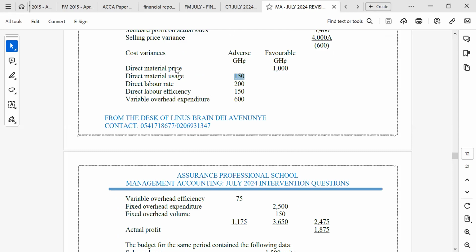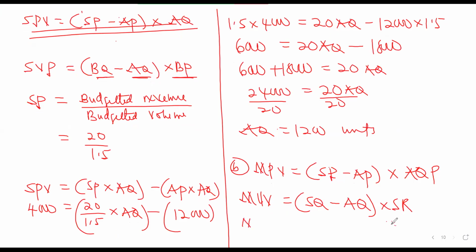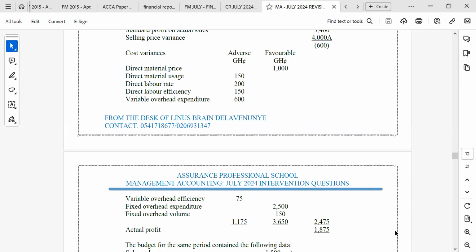Okay, so let's determine. Let me write them first. The material price variance was given to us. Material usage variance was given. So let's see which of them we can get at least 3 pieces of information on and move on.